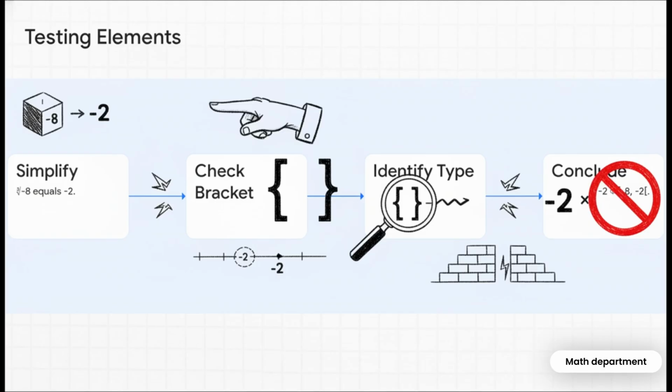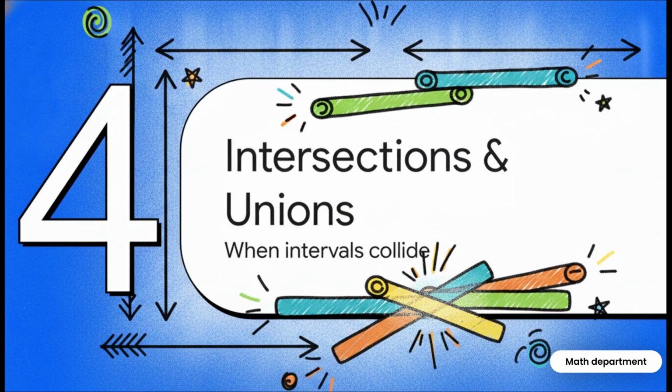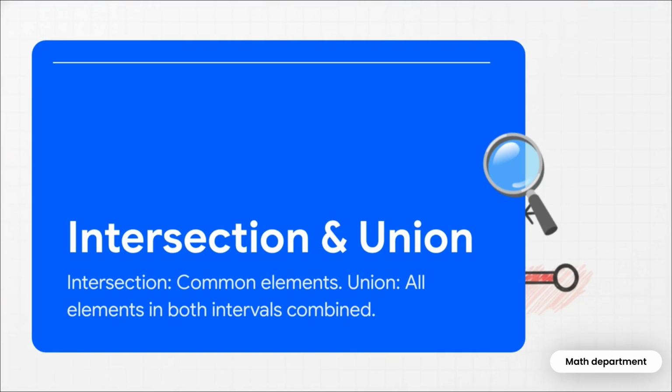Therefore, for step 4, our final written answer is that -2 absolutely does not belong in the set. Awesome. Let's jump to Section 4, Operations, Intersections, and Unions. Subtitle: When Intervals Collide. Let's see how all this builds when we start smashing two different intervals together on the exact same number line. This is where the magic really happens.